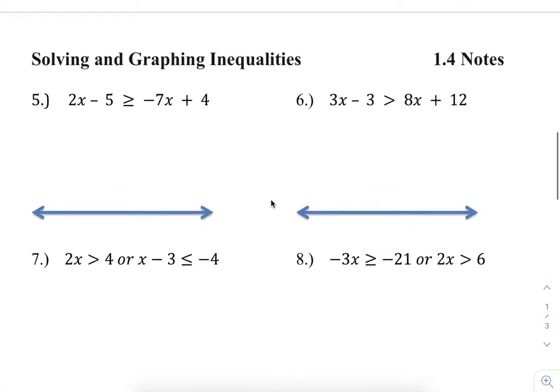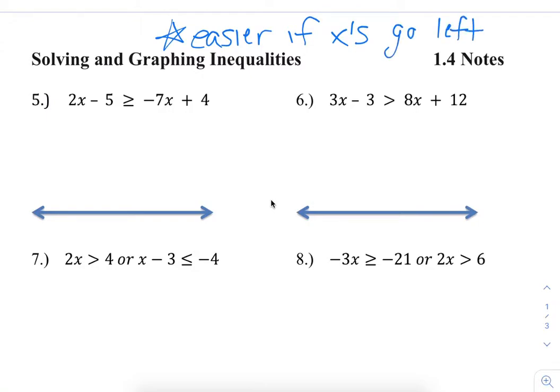I would like you to make a note. It will make your life a lot easier if you put all x's on the left. I would say that if you can remember when to flip, moving all the x's to the left guarantees that you don't have to rearrange or rethink any of your order, okay?